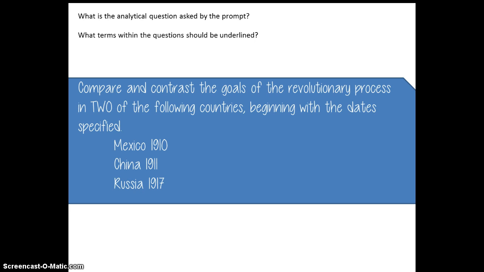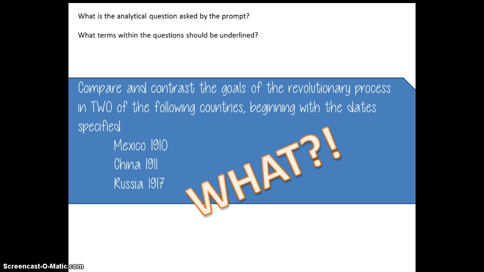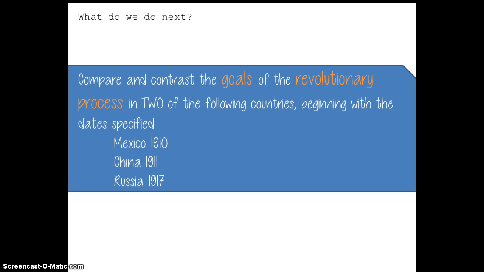It says, compare and contrast the goals of the revolutionary process in two of the following countries, beginning with the dates specified. So in this particular case, you'll probably get the question and think, what? I have no idea what I'm doing. But if you break it down, you'll start to understand what they're asking you to do.